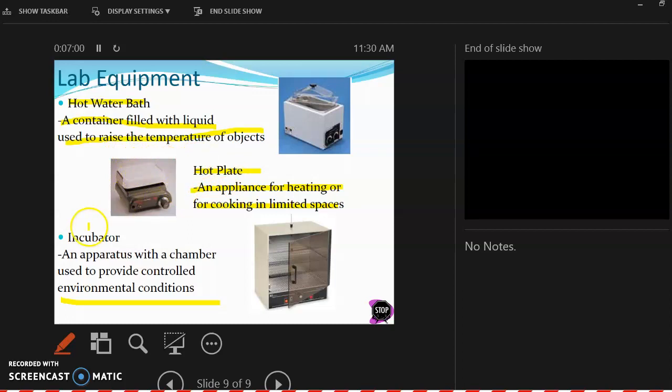and it'll heat the liquid. An incubator is an apparatus in which a chamber is used to provide controlled environmental conditions. We use incubators to hatch our chickens and things like that.